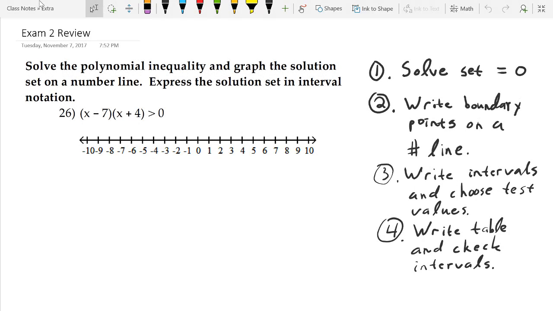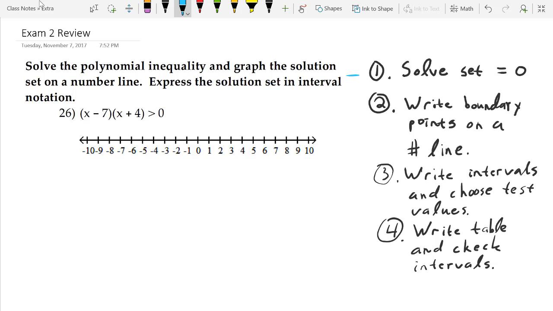On this question, we're asked to solve the polynomial inequality and graph the solution set on a number line, and then express the solution set in interval notation. To solve this kind of situation, I'm going to follow a four-step process.